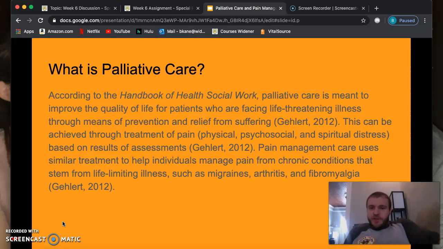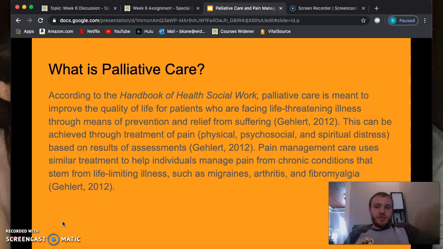So what is palliative care? According to our textbook, the Handbook of Health Social Work, palliative care is meant to improve the quality of life for patients who are facing life-threatening illness through means of prevention and relief of suffering. This is pretty widespread. There's a lot of different things that go into it.